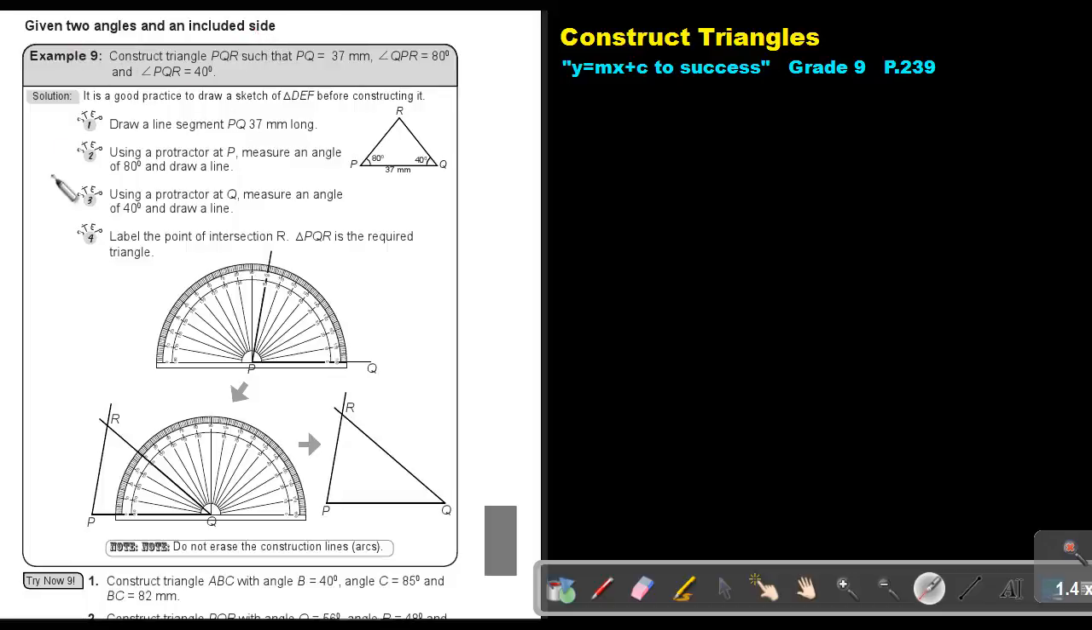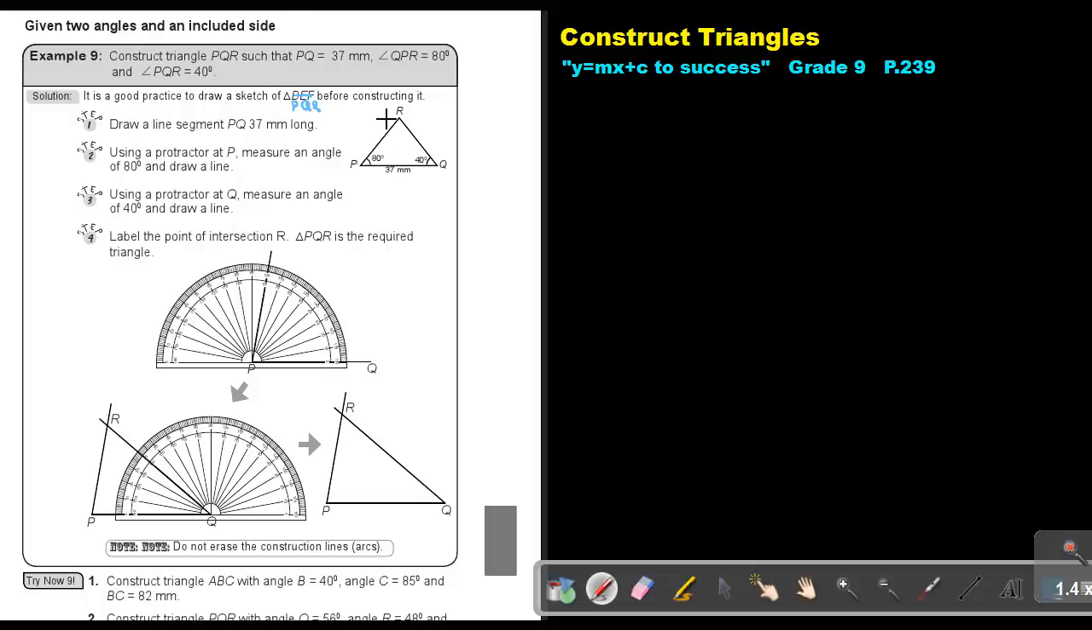Okay, let's look at example 9. Construct triangle PQR such that PQ is 37 millimeters, angle QPR is 80 degrees, and angle PQR is 40 degrees. Now, it's good practice to draw a sketch, so always first make your sketch. I think there is a printing mistake here, so let's correct it. It's a sketch of angle PQR, because this is what you see here.